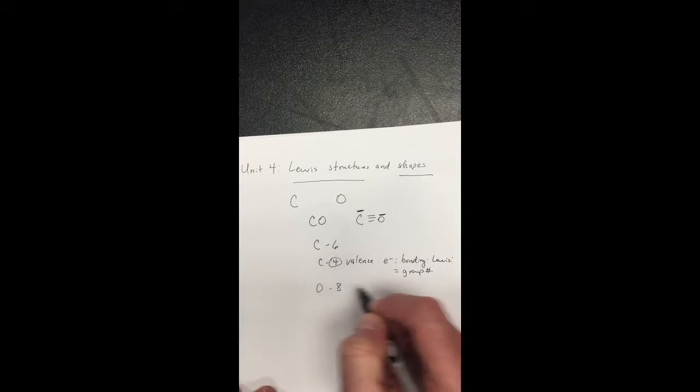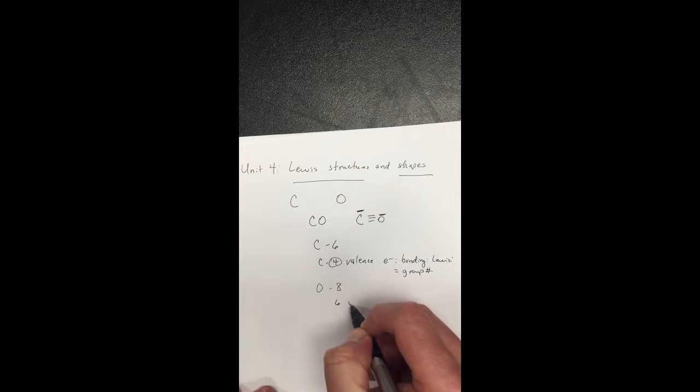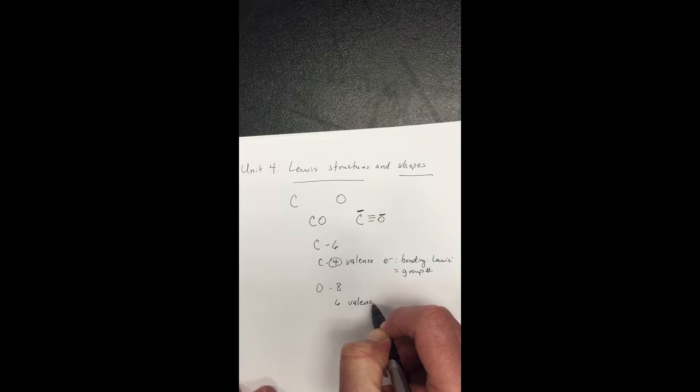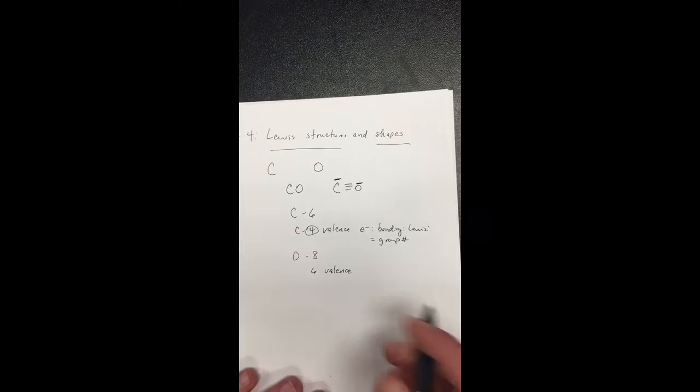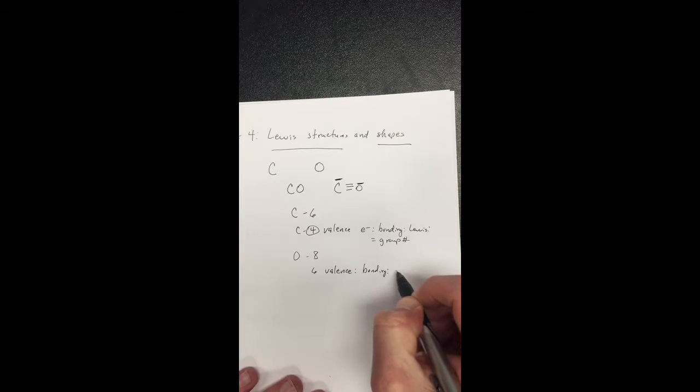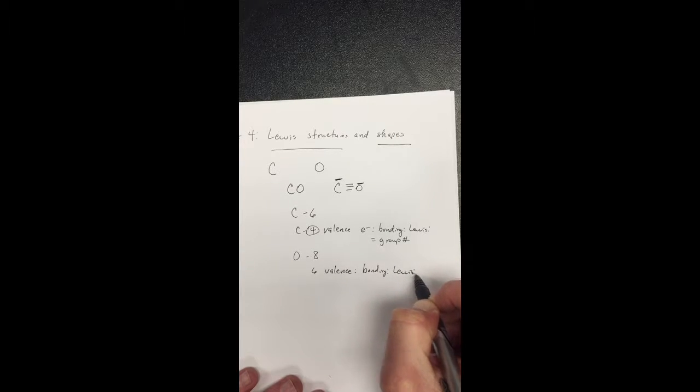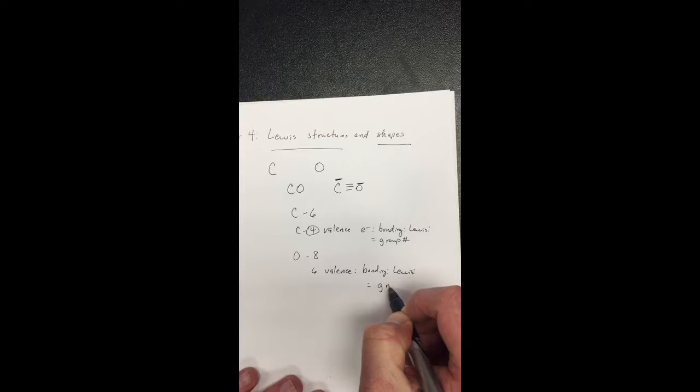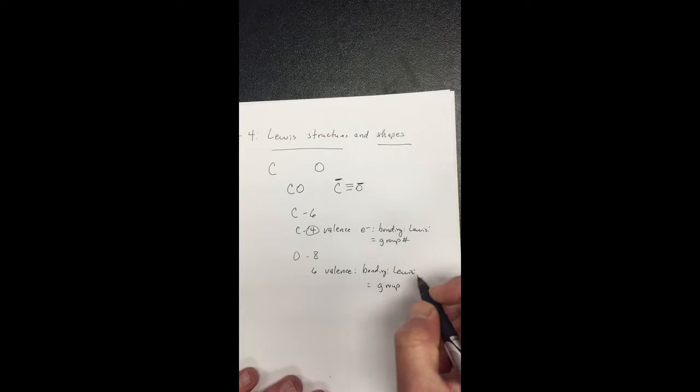Oxygen has 8 electrons. 6 of them are valence electrons. So these are the ones that are used in bonding. These are the ones that are found in Lewis structures. And these are the ones that are equal to the group number, which for oxygen is 6.